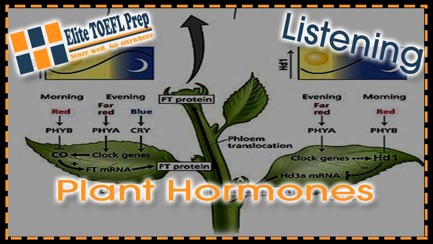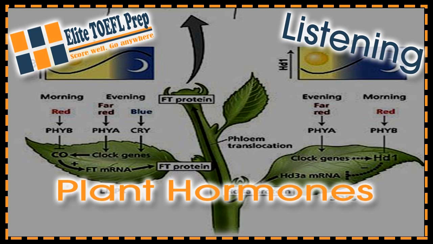Questions 7 through 10. Listen to a lecture in a botany class. The professor is talking about plant hormones. The word hormone is derived from a Greek verb that means to excite. Hormones are found in all multicellular organisms and function to coordinate the parts of the organism. A hormone is a chemical signal. It's produced by one part of the body and is then transported to other parts of the body, where it triggers responses in cells and tissues.